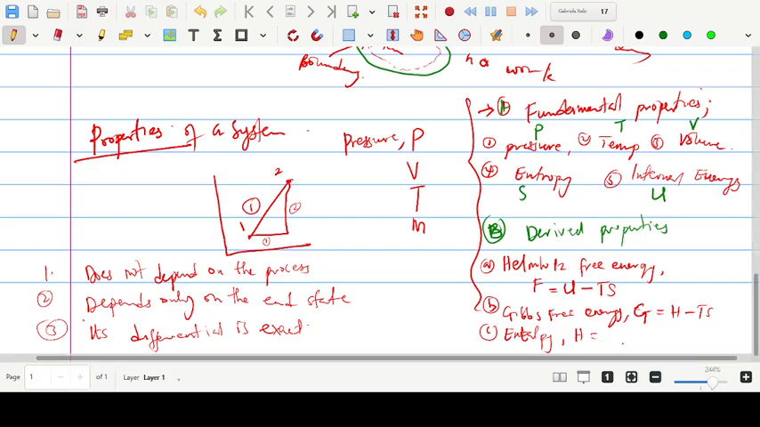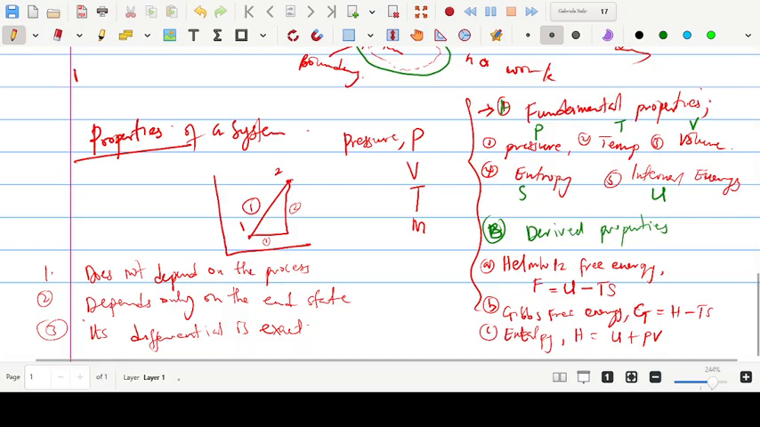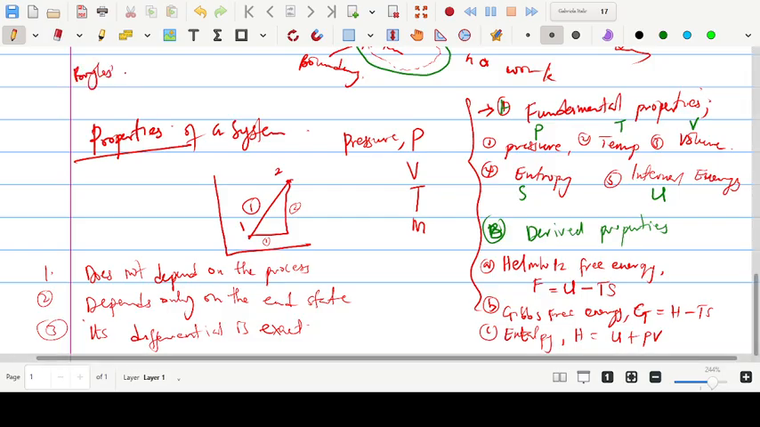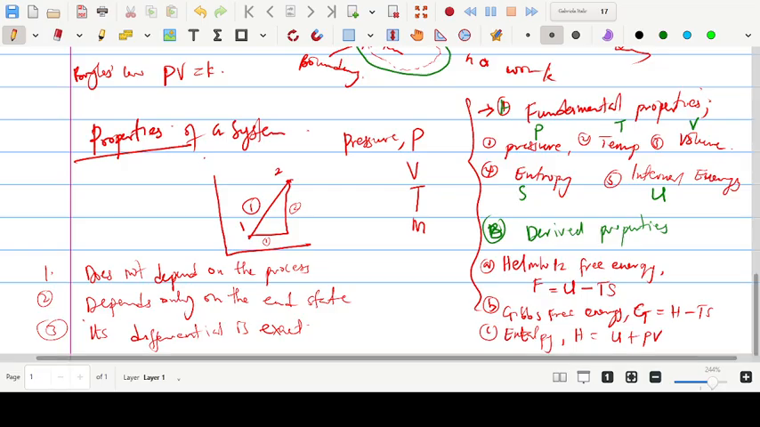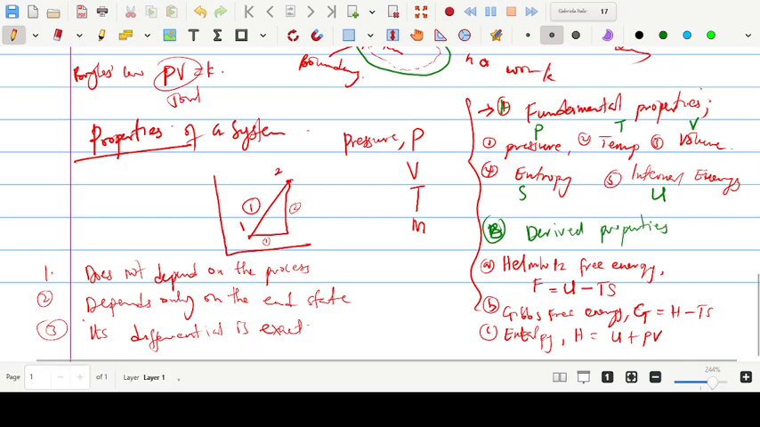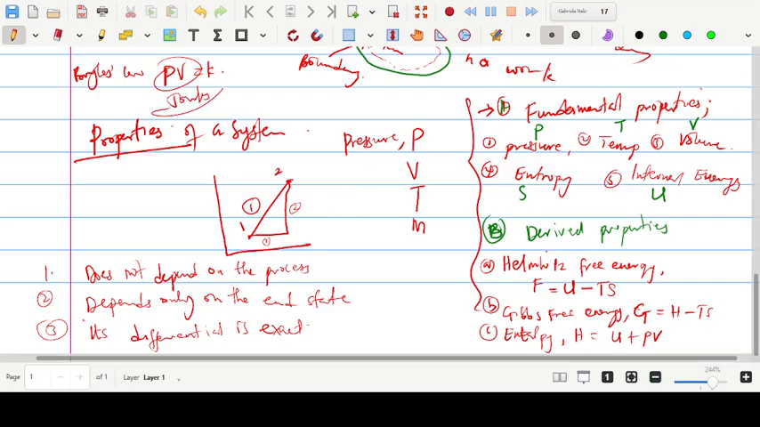Is that taken? So we have U plus work, PV from Boyle's law. In your gas law, you have PV is equal to K, constant. Is that taken? So the unit of these two gives what? Joules. So you can call it work. Is that taken? So this is what? The work. So your enthalpy, H, is equal to U plus PV.